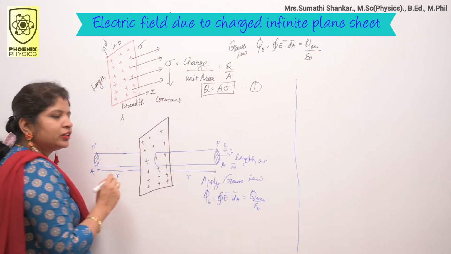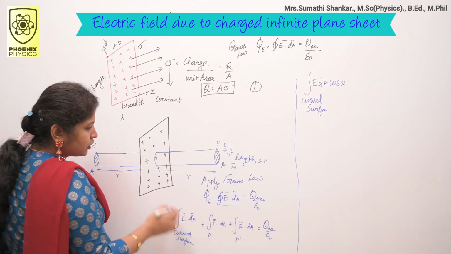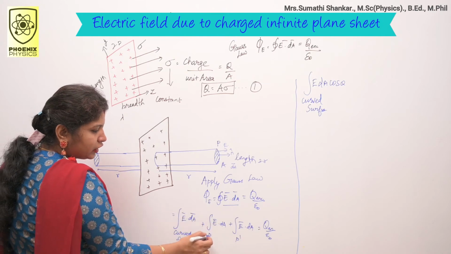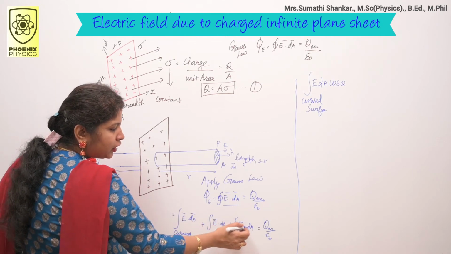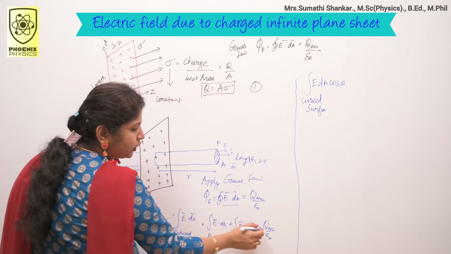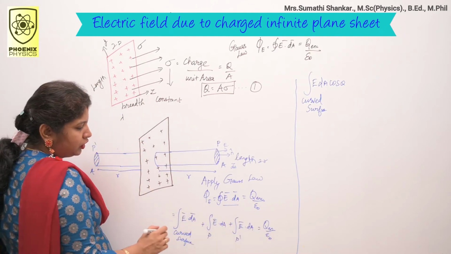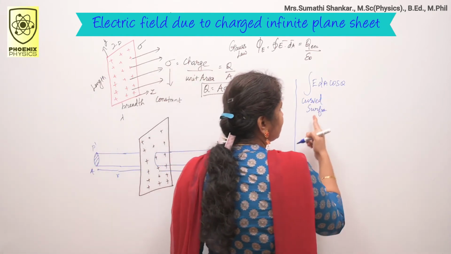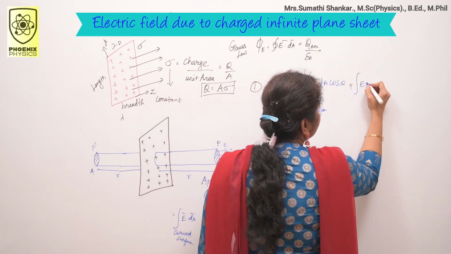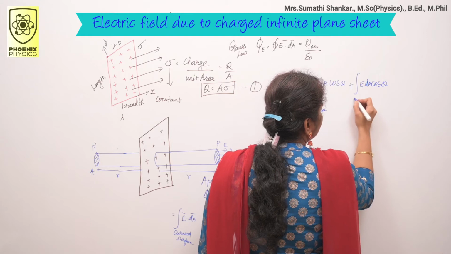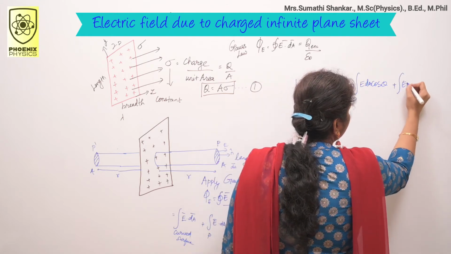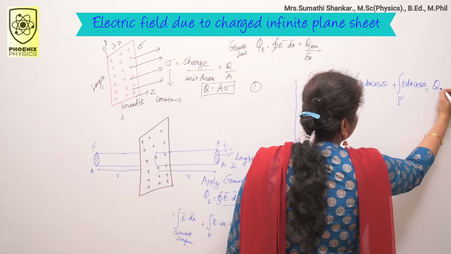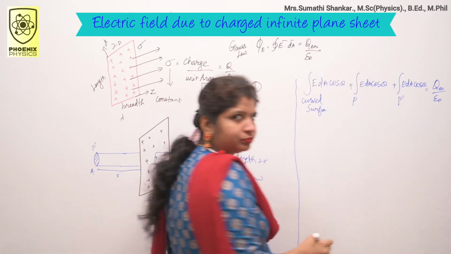Here this cylindrical surface has three parts: the curved surface and two areas. So integral E dot dA over the curved surface, plus integral E dot dA at P, plus integral E dot dA at P dash, is equal to Q enclosed by epsilon naught. Here all are scalar products, so you can write integral E dA cos theta over the curved surface, plus integral E dA cos theta at P, plus integral E dA cos theta at P dash, equal to Q enclosed by epsilon naught.